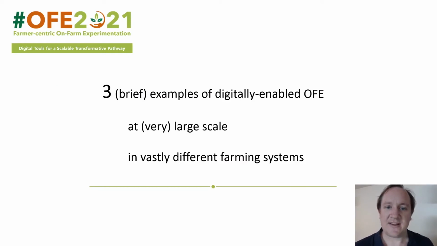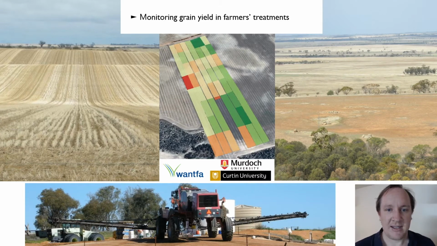So, three brief examples of digitally enabled OFE at very large scale and in vastly different farming systems. This first example is an interesting one because the farmer actually undertook this experiment because he saw the results of a small plot experiment nearby. And what he wanted to do was extrapolate the findings at scales which were meaningful to him. And so we supported him to monitor grain yield in his canola at the scale that you can see there.